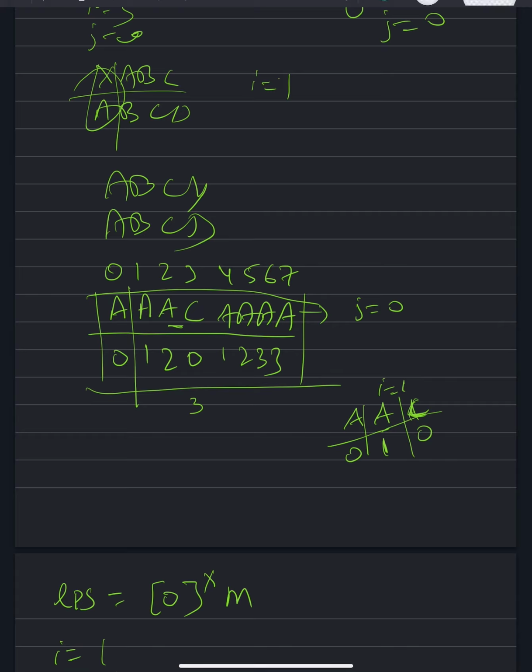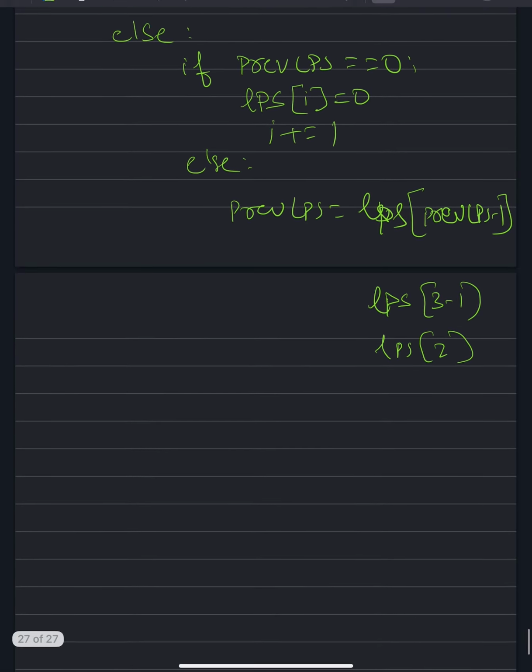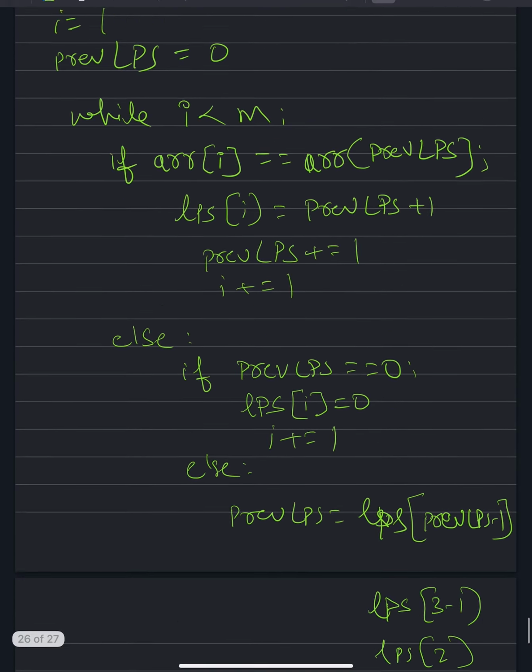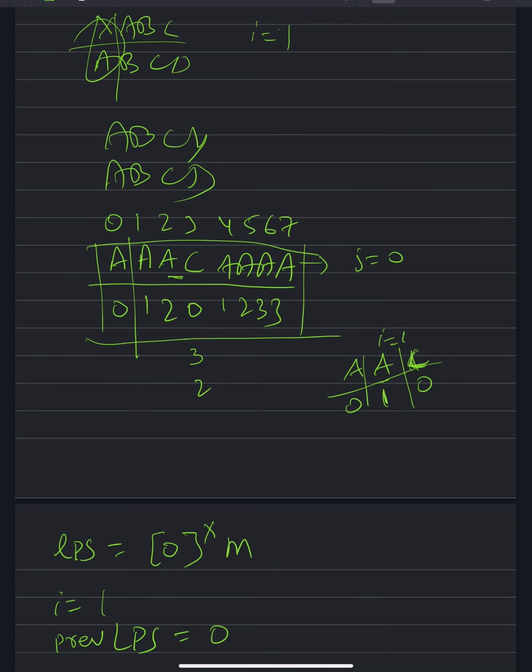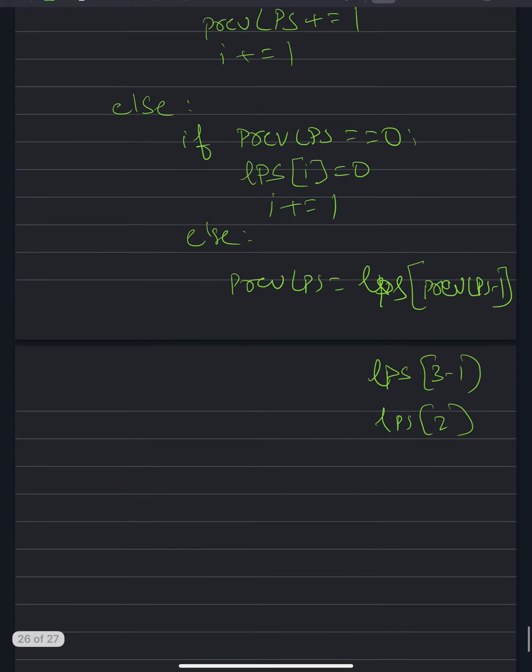So now we ask, if it's not possible to have 3, then is it possible to have 2? So we will check with a previous one. What does this do? Only if it is not matching, we do previous LPS minus 1, 3 minus 1, 2, LPS of 2. LPS of 2 is 2. It means previous LPS is 2.